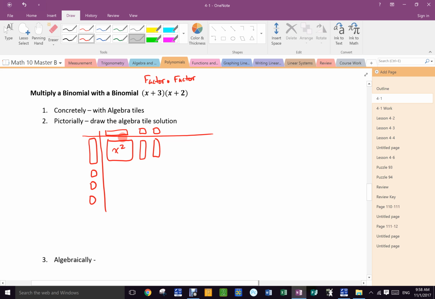Now I go to here. That one, there, there, there. And then that and that. 1, 2, 3, 4, 5, 6. And what's my answer? X squared plus 5x plus 6. Everybody cool?